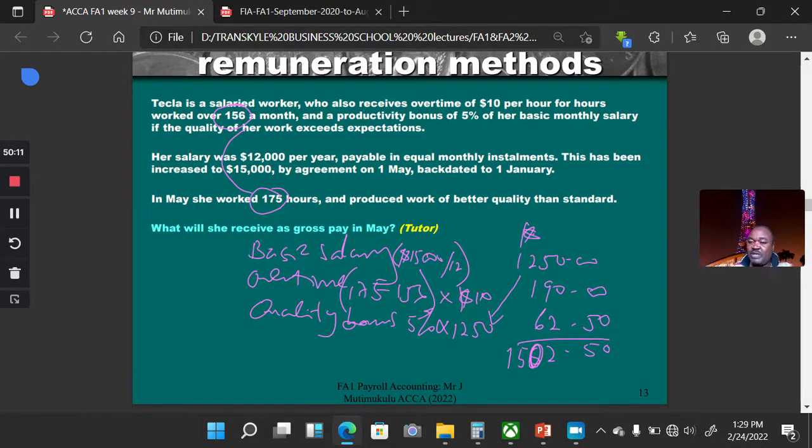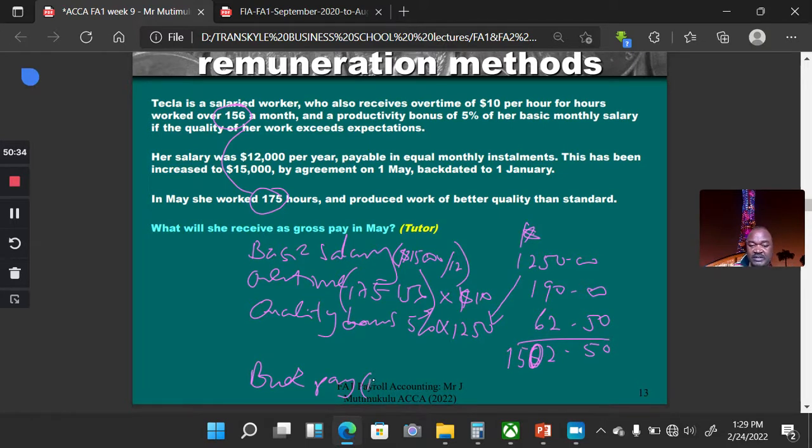and it was backdated to January. So there are 4 months of pay we have to receive. Okay, so the back pay, we have to add the back pay from 1 January to 30th April. We can't include May because May we've already factored in here. Okay, so the back pay is how much?